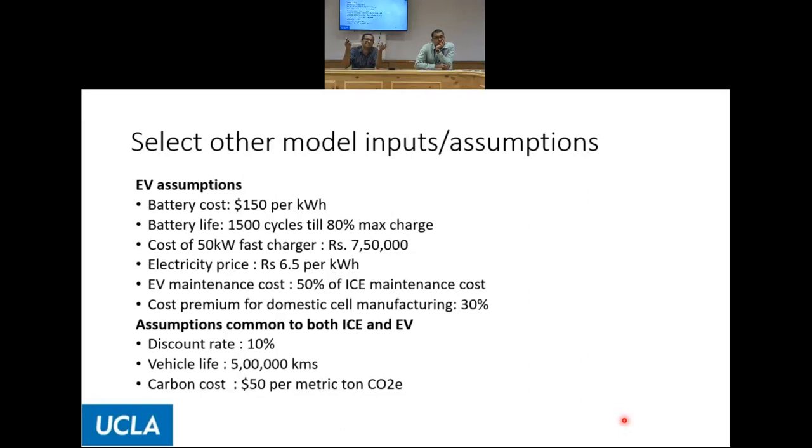You don't need to do oil filter. You don't need to do a lot of things. The brakes last longer because you do regenerative braking. There isn't transmission. There is no transmission fluid. It's actually cheaper to maintain. So I put a 50% maintenance cost.